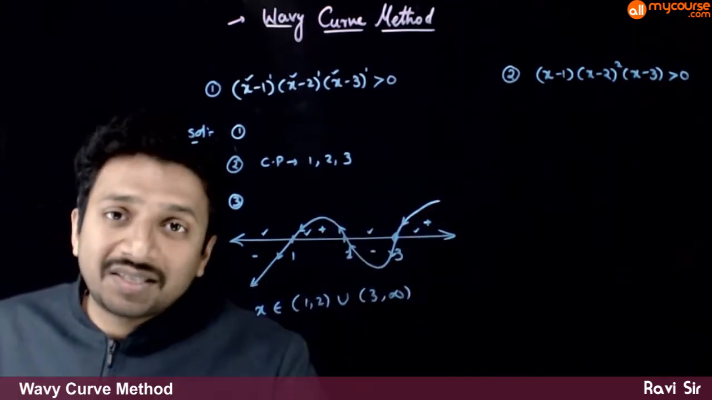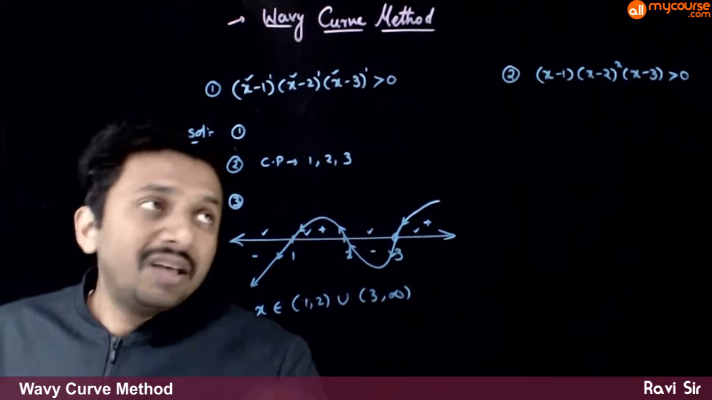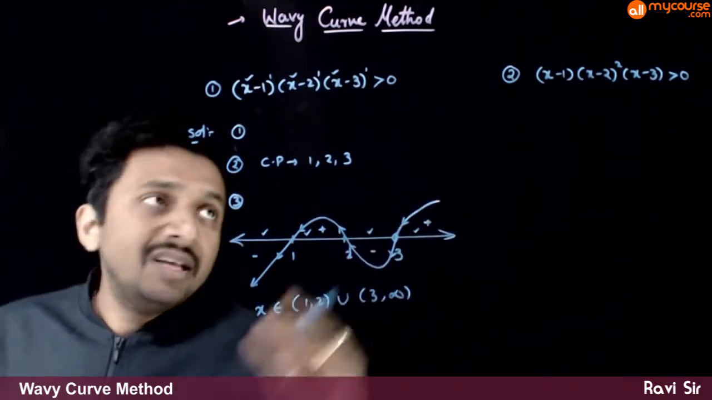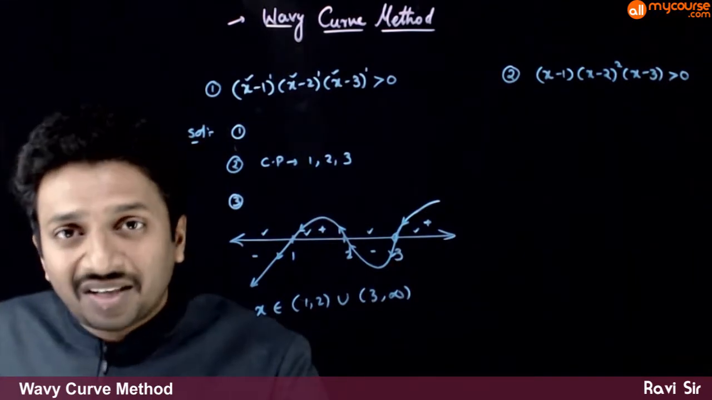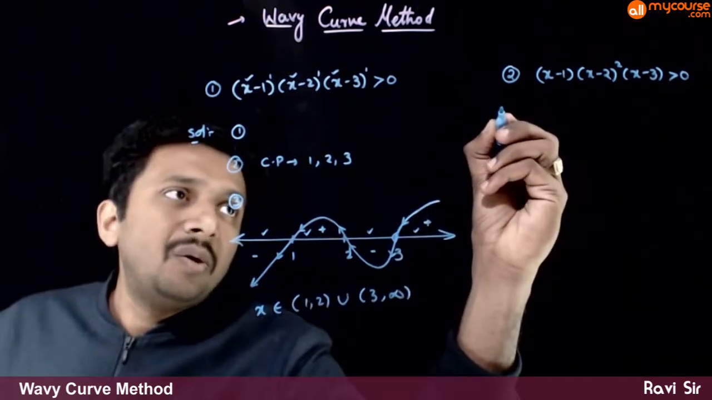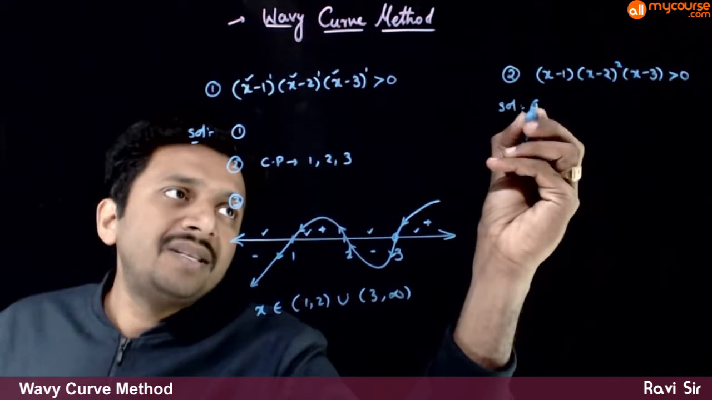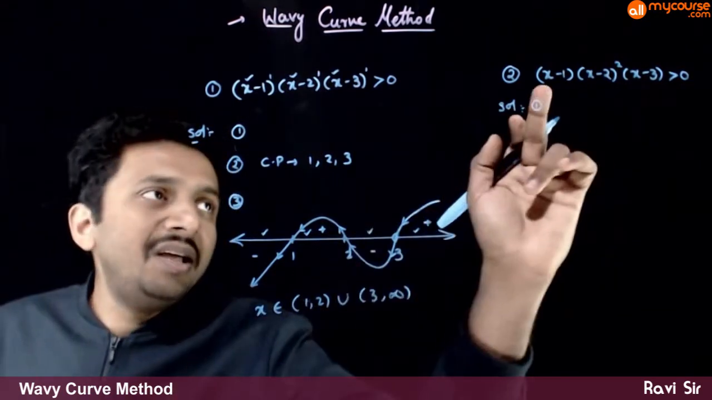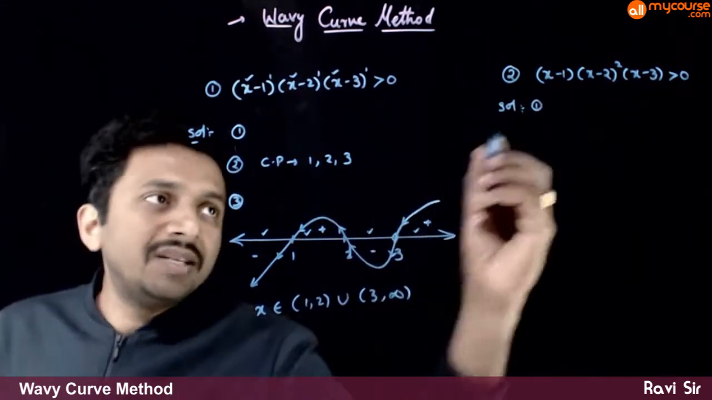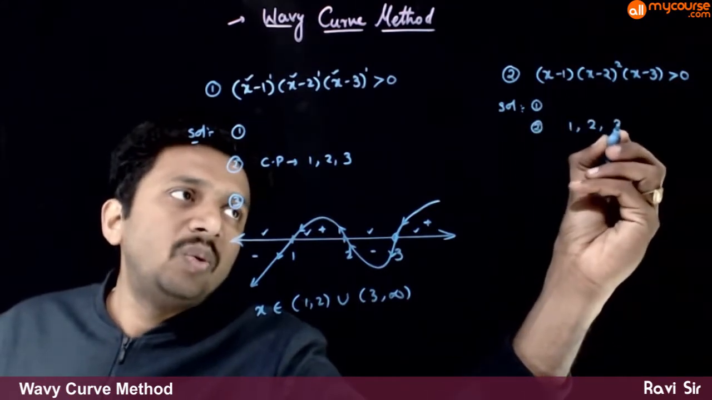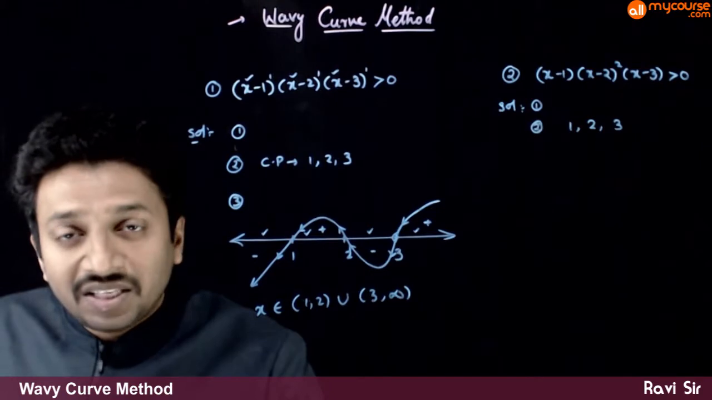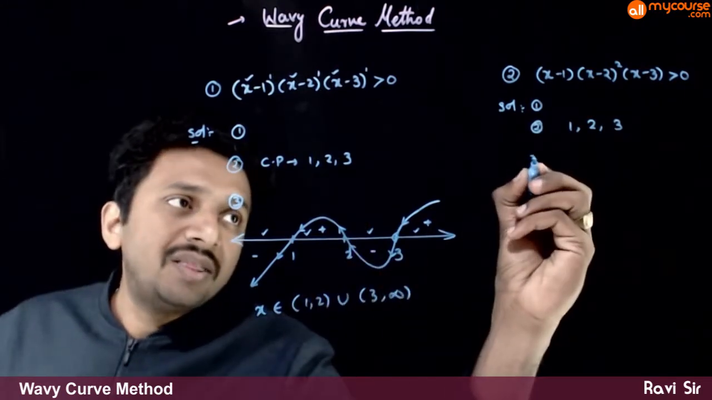So now let us go to the next question. Similar question. This is also factorized. So (x minus 1) into (x minus 2) whole square into (x minus 3) greater than 0. So for this question also, the first step has been already done. All the leading coefficients are 1. So now let us directly go to the second step. What are the critical points? 1, 2 and 3. These are the critical points.